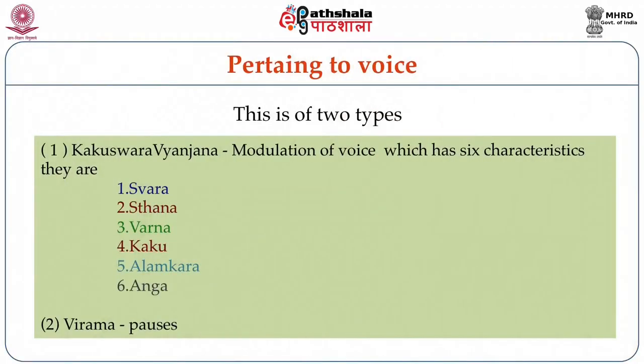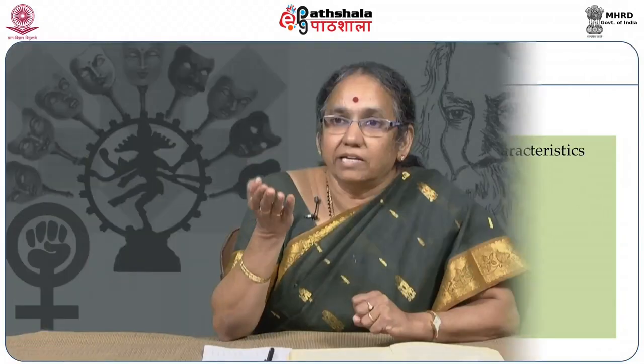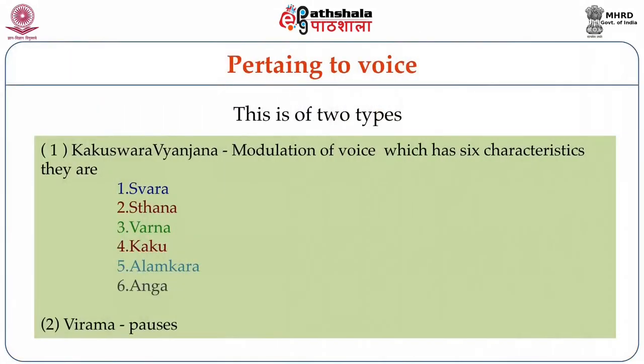And the fifth one is alankara. These are all called Kakuswara Vyanjana, because when uttering any dialogue, everybody cannot utter it in the same way as reading the text. According to the character being enacted, like Rama or Lakshmana or Bharata or Hanuman, the actor has to modulate his voice according to the character. That is why they all come under the Vachika Abhinaya.